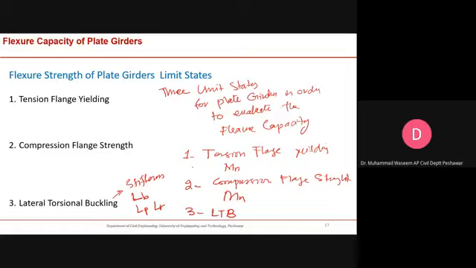So how are you going to calculate the flexure capacity of a plate girder? You can see that the moment or flexure capacity is due to the flanges. You have to calculate the bending moment developed in the plate girder for these three cases, and then select the least one. That will be the flexure capacity of your plate girder. Is it clear?